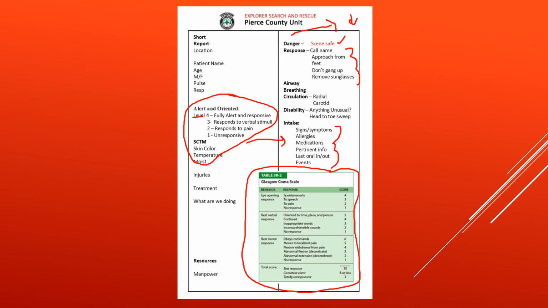Another way of looking at it is, can they answer these 4 questions? Who are you? When are you? Where are you? And what happened?